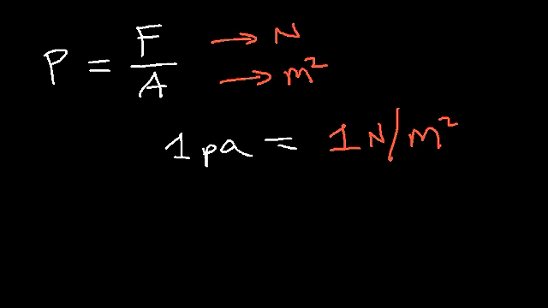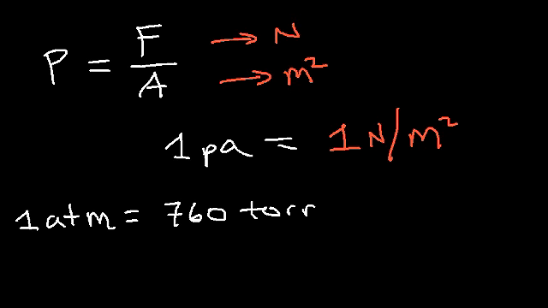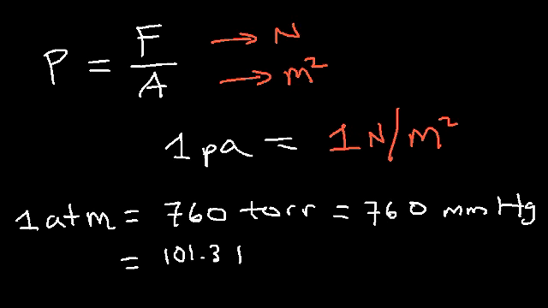But in chemistry, you tend to use units of ATM. 1 ATM is equal to 760 units of torr, which is equal to 760 millimeters of mercury, and that's equal to 101.3 kilopascals, which is 101,300 pascals.